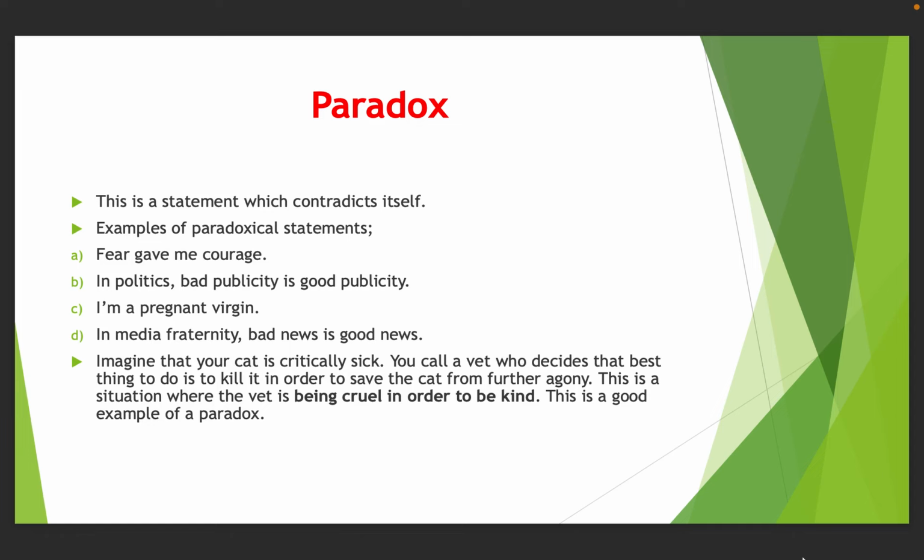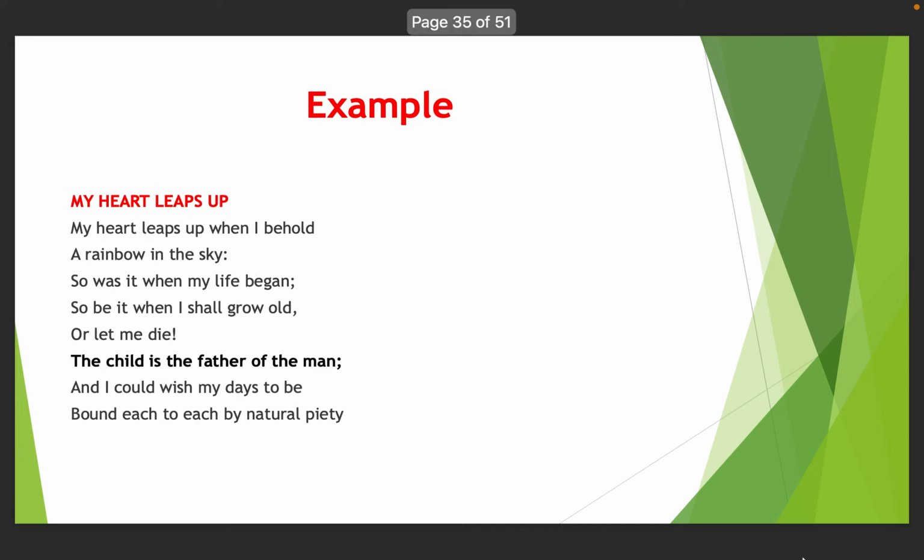Imagine that your cat is critically sick. You call a vet who decides that the best thing to do is to kill it in order to save the cat from further agony. This is a situation where the vet is being cruel in order to be kind. This is a good example of a paradox.